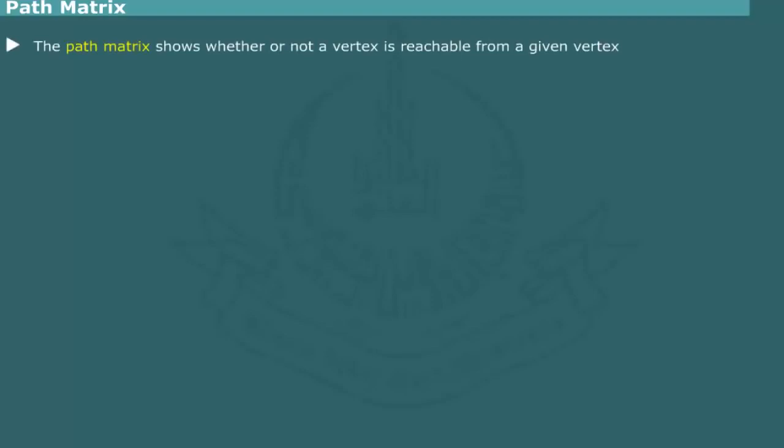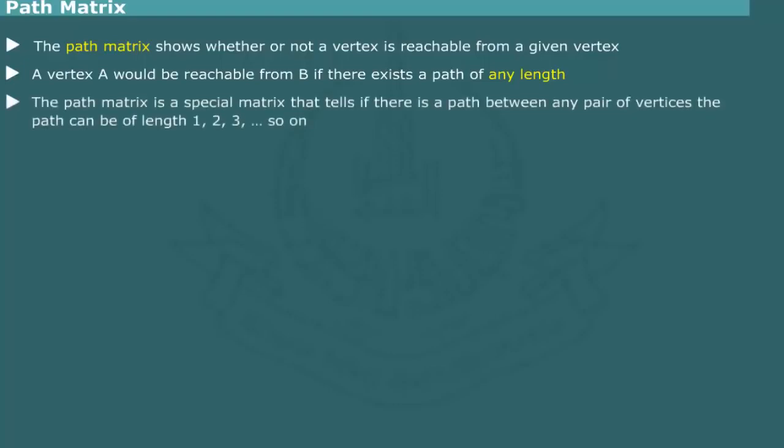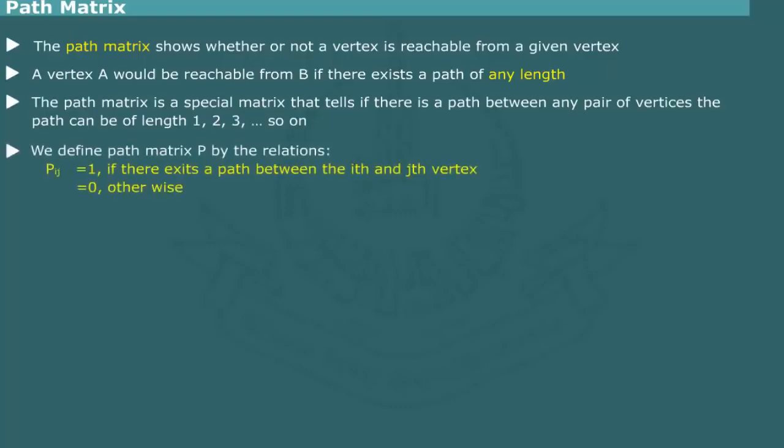Path matrix. A path matrix for a graph shows whether or not a vertex is reachable from a given vertex, irrespective of the path length. In other words, a vertex A would be reachable from B if there exists a path of any length. A path matrix is a special matrix that tells if there is a path between a pair of vertices of a graph. We can define a path matrix P by the relations Pij equals 1 if there exists a path between the ith and jth vertex, equals 0 otherwise.